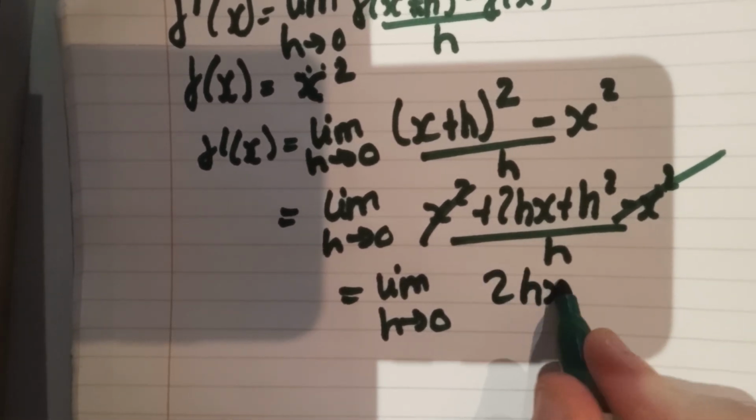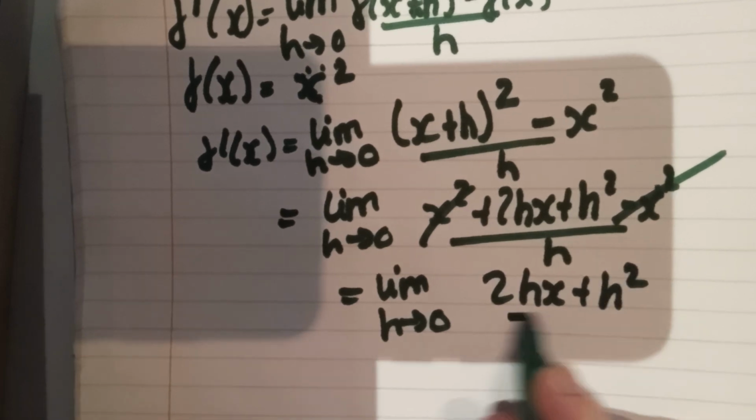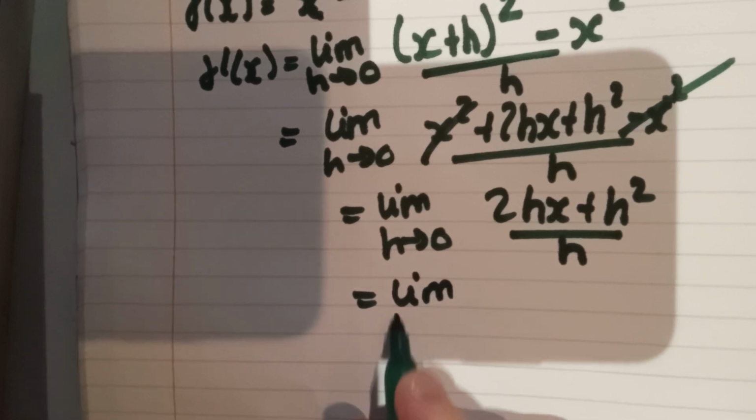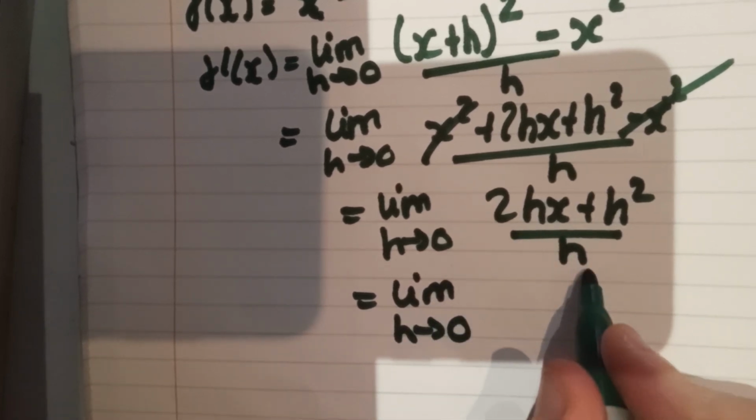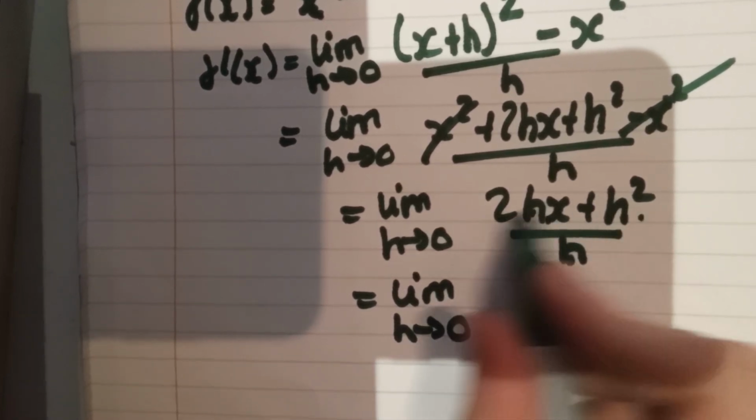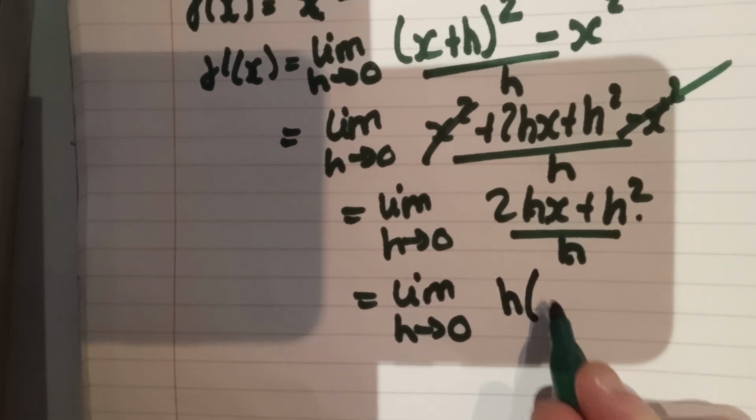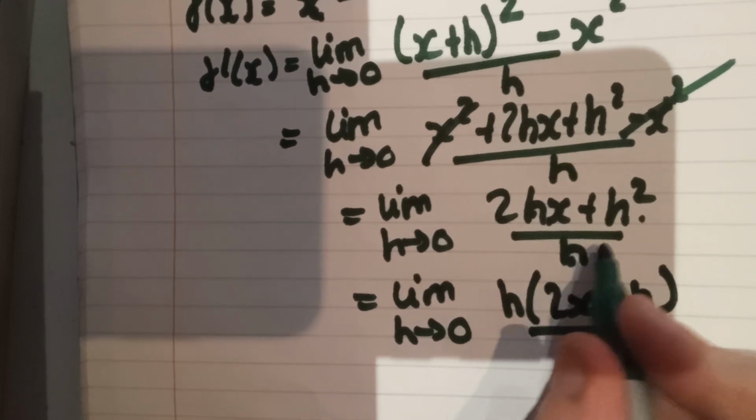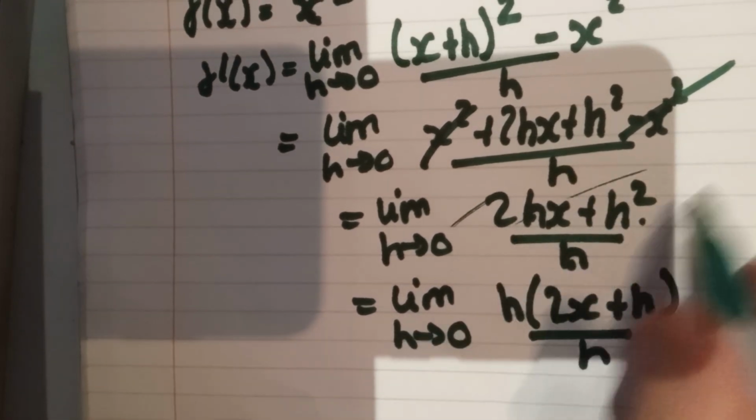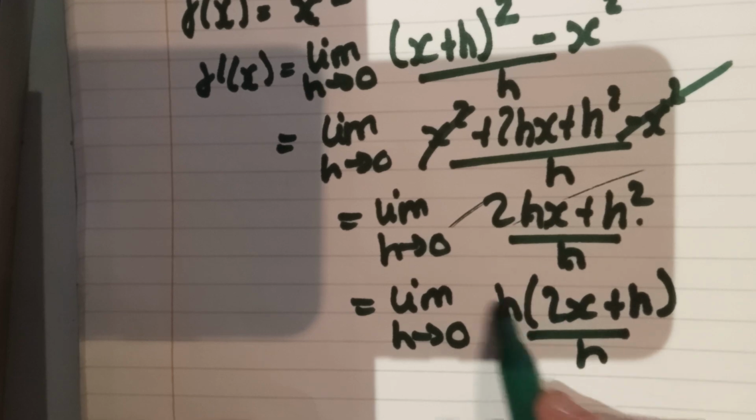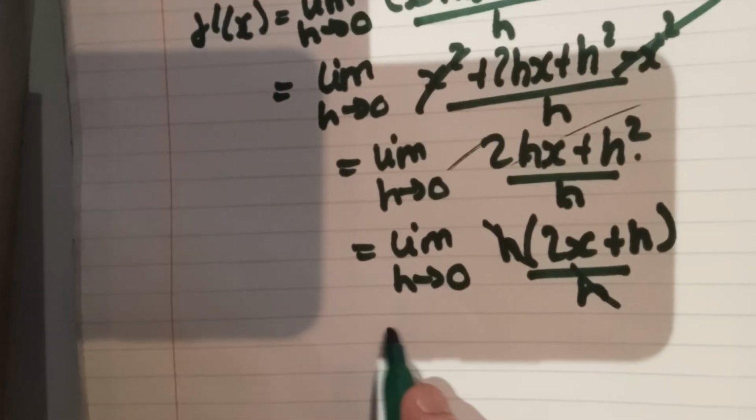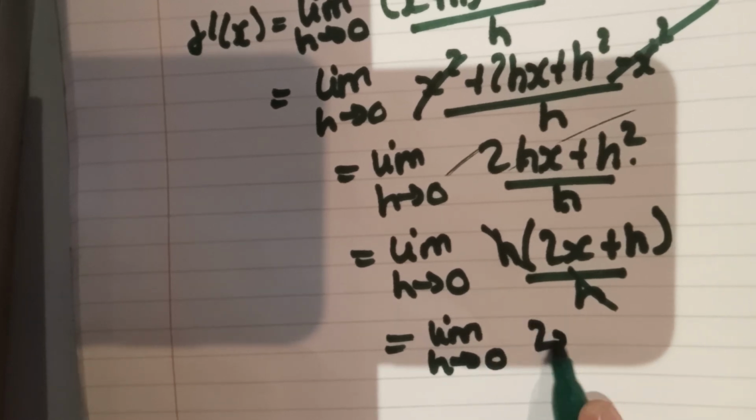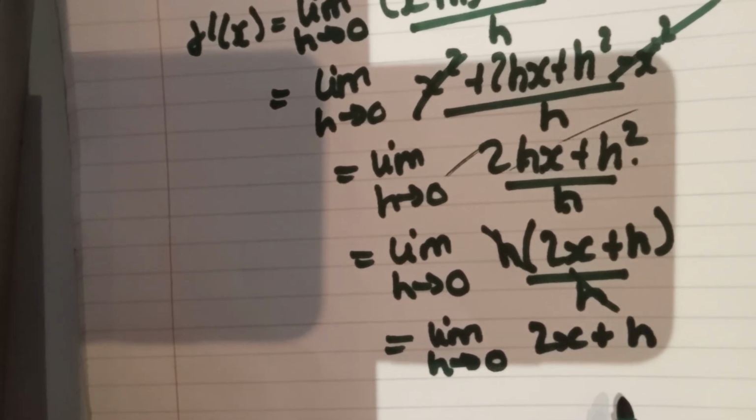Now we can just write 2hx plus h squared over h. We've got an h on the bottom, and both terms have h's here, so we can factorize the h out like this. That's also something you have to learn. When you've done the cancelling, you can factorize out the h, and then these obviously cancel. So we just get the limit as h approaches 0 of 2x plus h.